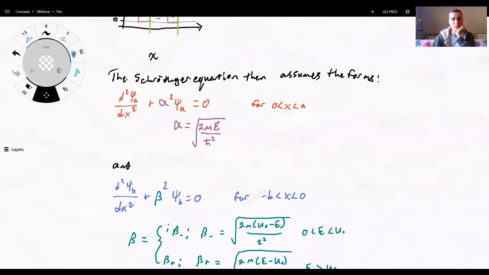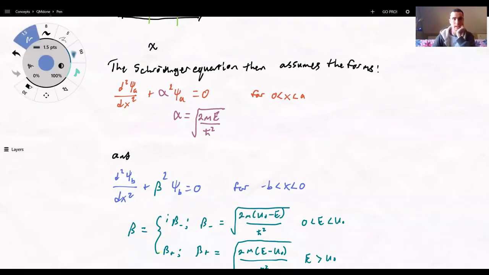Thus, what we're going to do is solve the Schrodinger equation for A. So we're going to get this second derivative of the wave function plus some factor alpha squared times the wave function is equal to 0. So remember, this is just essentially the free particle. And alpha, which is our constant here, is going to be equal to that factor there, the square root of 2m times E over h bar squared.